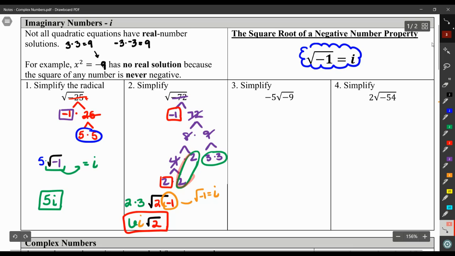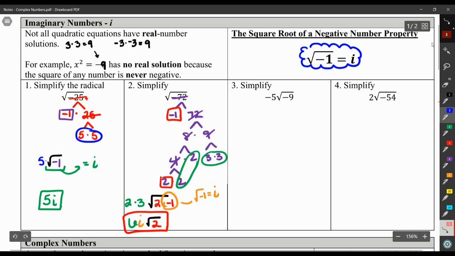So a pair of 2s and a pair of 3s, and then there's a single 2 and a single negative 1. So 2 and 3 go outside the square root, and then the 2 and the negative 1 will stay in. But the square root of negative 1 is really an i, so that comes outside the radical as an i. So your final simplified version is 6i times the square root of 2.